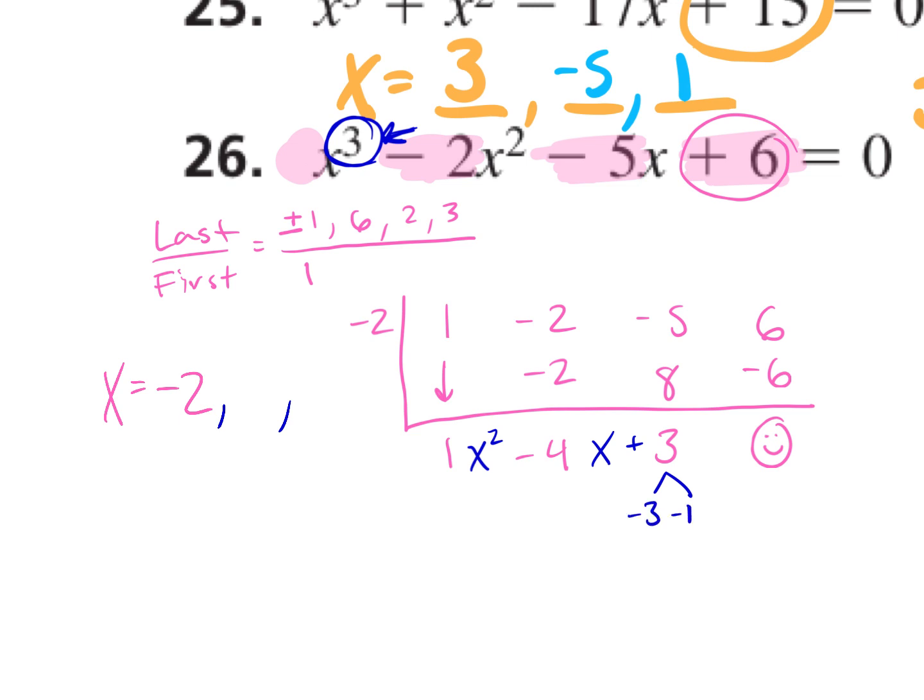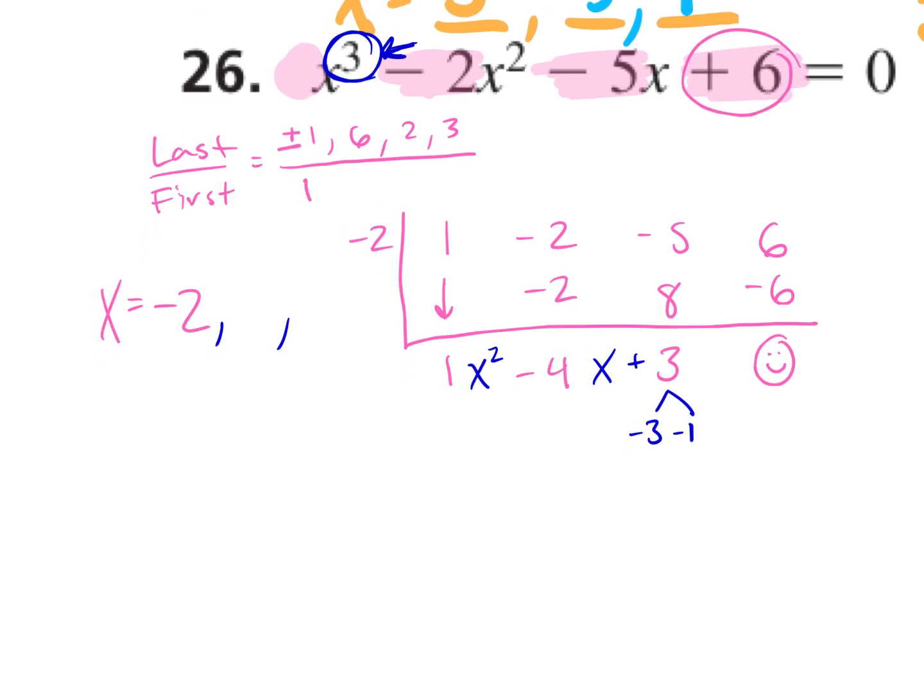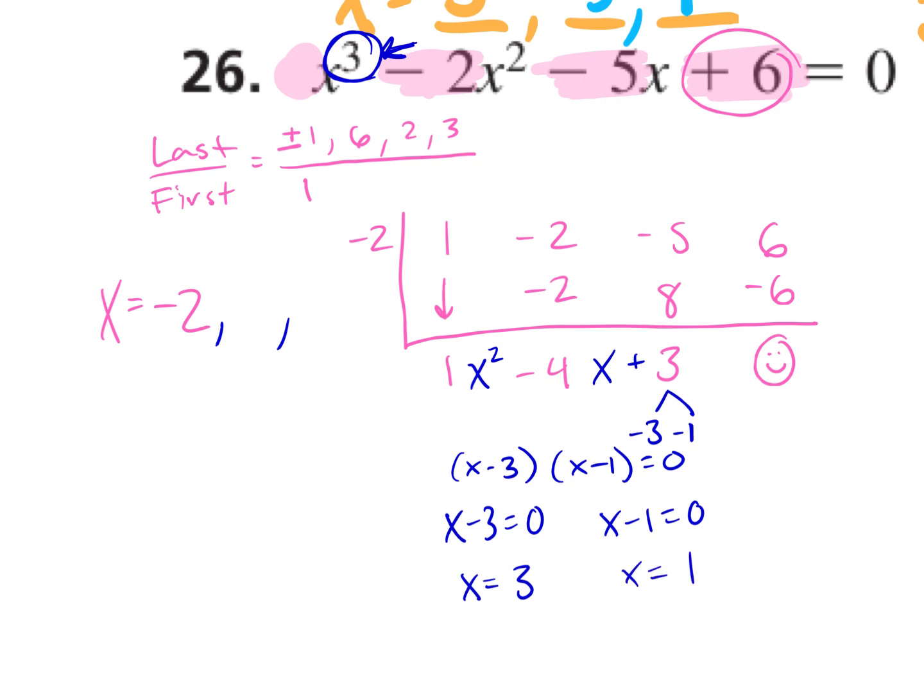-3 and -1, perfect. So this factors into x minus 3 and x minus 1. And we're not just trying to factor, we're trying to solve. We need to find what x is equal to. So what would I have to do next? Set them equal to 0. So x minus 3 is equal to 0, and x minus 1 is equal to 0. So what does x equal? 3 and 1. Perfect.